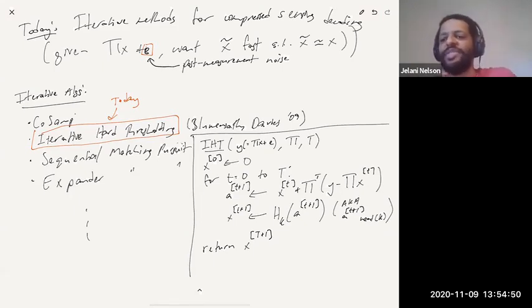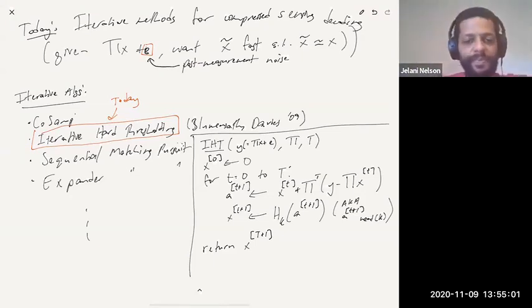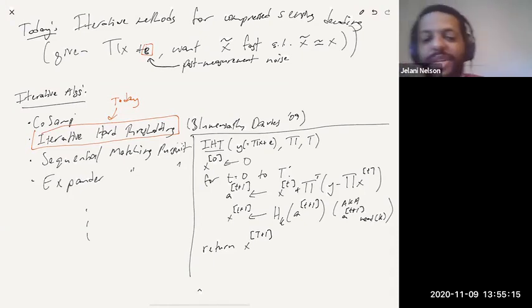And the name of the game in a lot of these matrices that we design, whether it be RIP, whether it be JL or whatever, is to come up with some distribution such that Π transpose Π is the identity in expectation. And not only is it the identity in expectation, but it preserves whatever you want to preserve for the application at hand with high probability. So the intuitive picture to always keep in mind is you should always think that Π transpose Π is trying to be like the identity matrix.